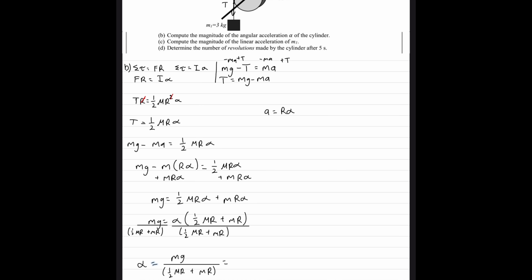Then plug in the numbers. So the mass of the block is 3 kilograms times 9.8, divided by the mass of the cylinder, which is 30, times R, which is 0.3, plus the mass of the block times R again, capital R. Right. This should give 5.44 rad per second squared.